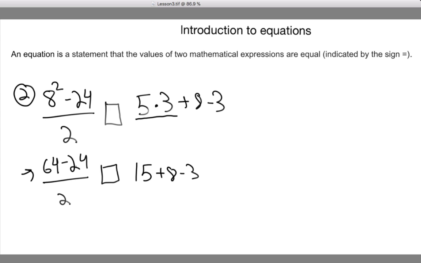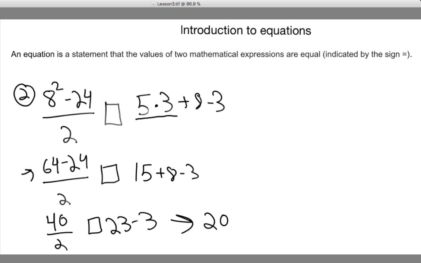64 minus 24 is 40, divided by 2, box, and then we have 15 plus 8, which is 23, minus 3. Oops, it's not a 4, it's a 3. 23 minus 3. Continue that over here. 40 divided by 2 is 20, box. 23 minus 3 is 20, and 20 is equal to 20. This is indeed, draw a check mark over here, an equation.